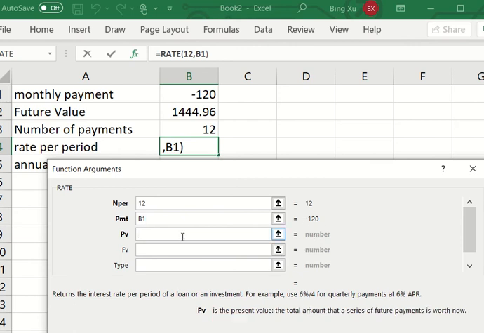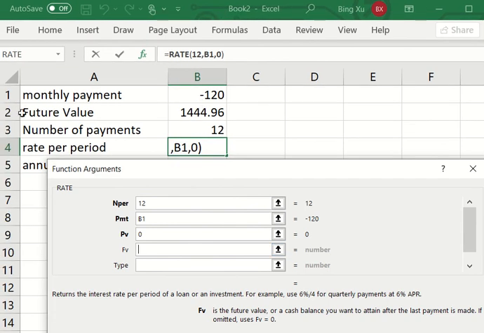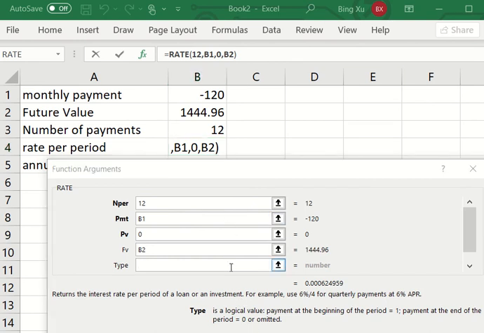Okay, the present value is, we'll put 0 because we know the future value. The future value is 1,444.96. So I'm going to put B2 over here. So B2 is the future value. Okay, type, we can just use the default, which is 0 if you put nothing. Okay, and you can already tell this is telling you the interest rate.